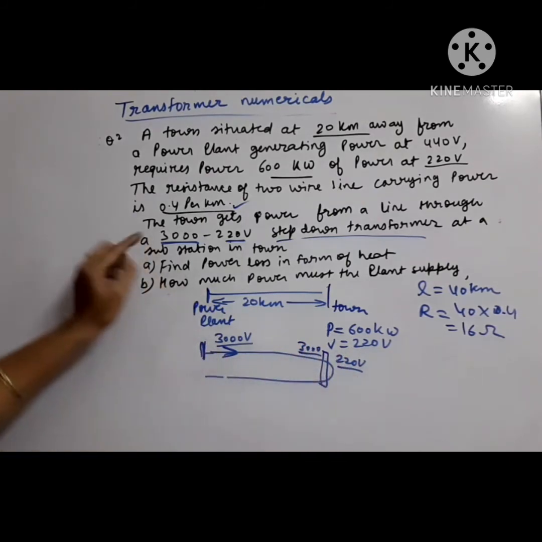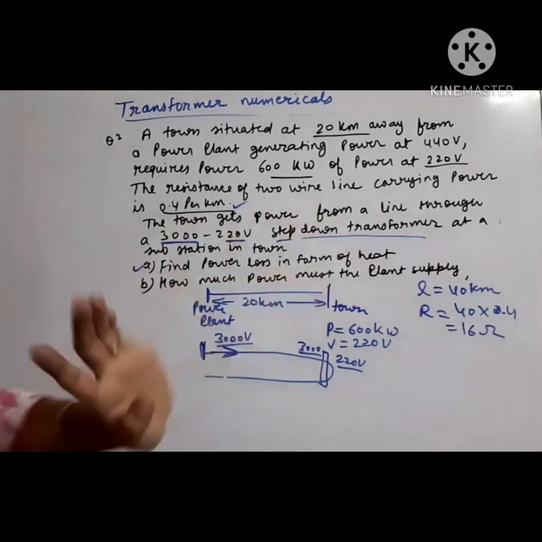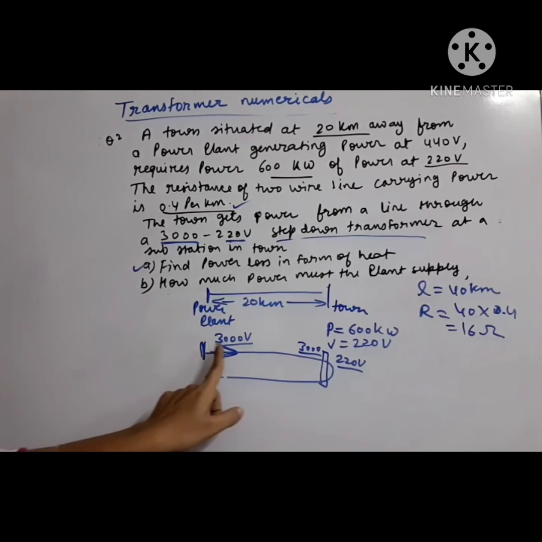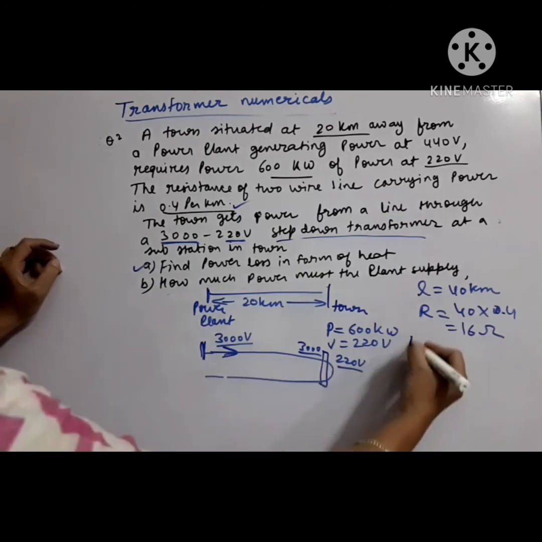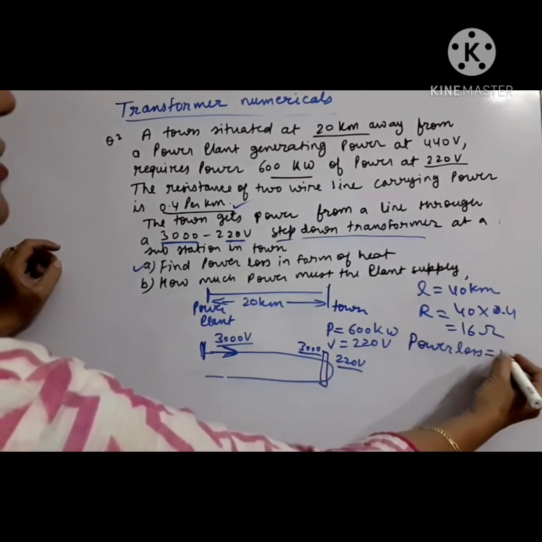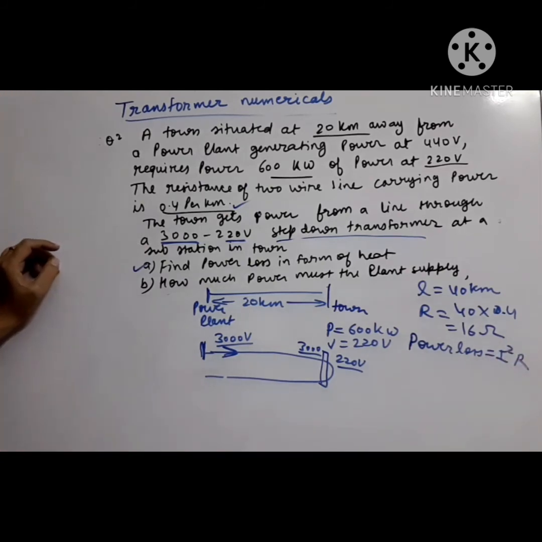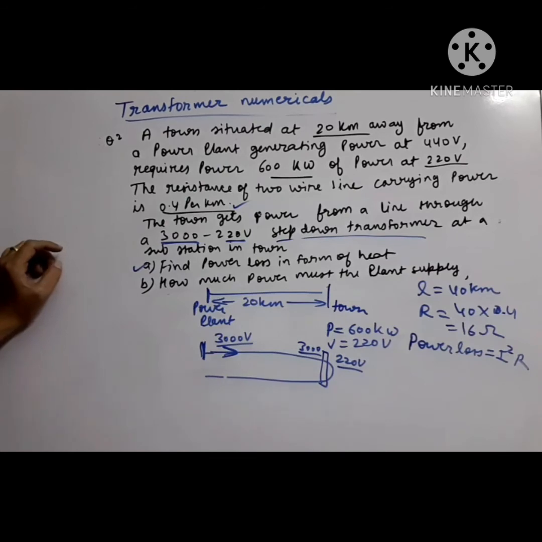Now what is the question? Find power loss in form of heat. When the electricity will be transmitted, how much power loss is taking place? So the power loss formula is I square R, I square R t. Here, power loss. R resistance we have already calculated, 16 ohm. Now current is needed. So how much current is flowing?